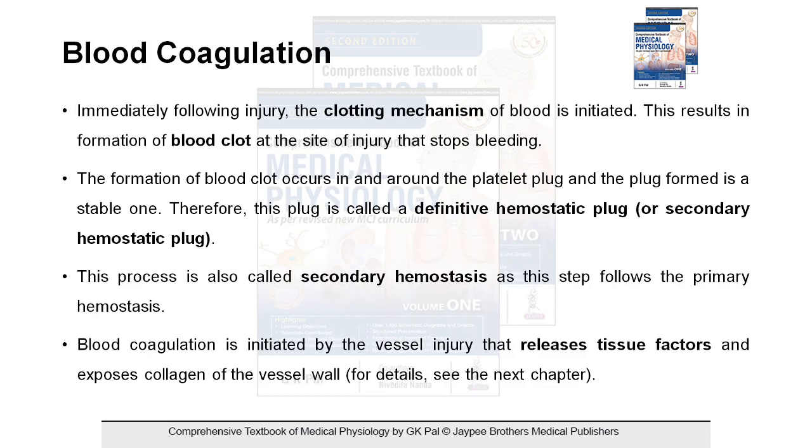Coming to the blood clotting mechanism, immediately following injury, the clotting mechanism of blood is initiated. This results in the formation of a blood clot at the site of injury. The formation of the blood clot occurs in and around the platelet plug. It is called the definitive hemostatic plug or secondary hemostatic plug. We can call it the formation of fibrin thread.